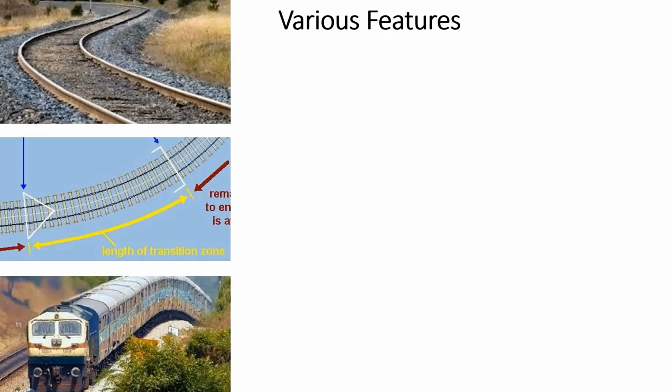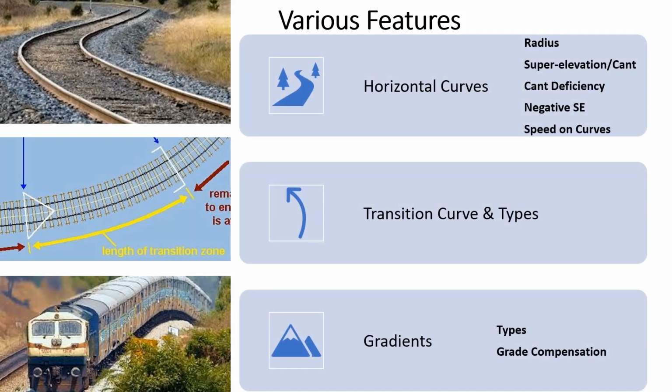The various features to be designed under geometric design include the horizontal curves, the transition curves, that is the connection between the straight track and the curved portion, the gradient, the different types of gradients, and the grade compensation. Under the horizontal curves comes the radius of the curve and how that is connected to the degree of the curve. Then we have to see the amount of super elevation to be designed, and in some situations we may not be able to provide the maximum super elevation that is according to the design. So then we may reduce the super elevation.